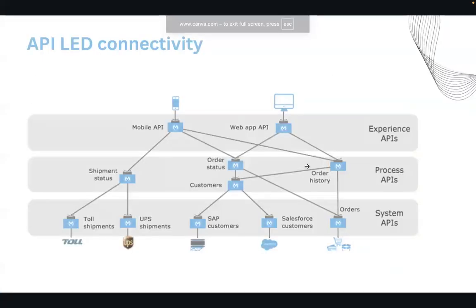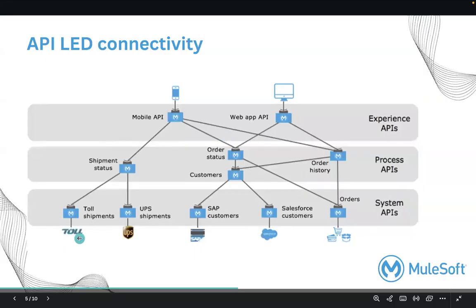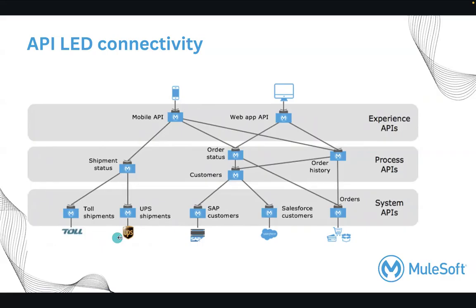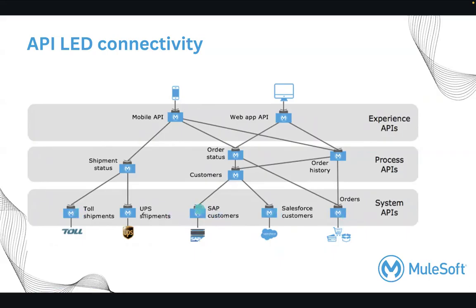So it's the same thing which I have just explained. See here, in this case there is a toll database, UPS database, SAP database, Salesforce database, and different ones. If you see Dropbox and cart, you can see cart details. So what they're doing in this slide is connecting each database to different system layers, and each system layer is connecting to the underlying systems, like I just explained.